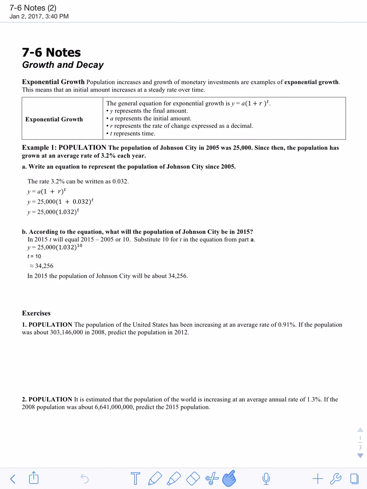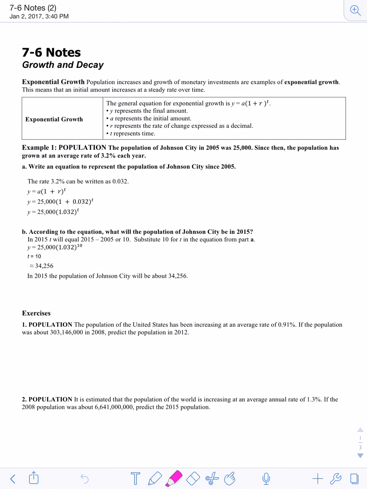All right, this is 7-6. It's exponential growth and decay. If you have highlighters or colored pencils, this is a really good one to use those on, because I'm going to be highlighting a whole lot. All right, so first we're going to start with exponential growth.